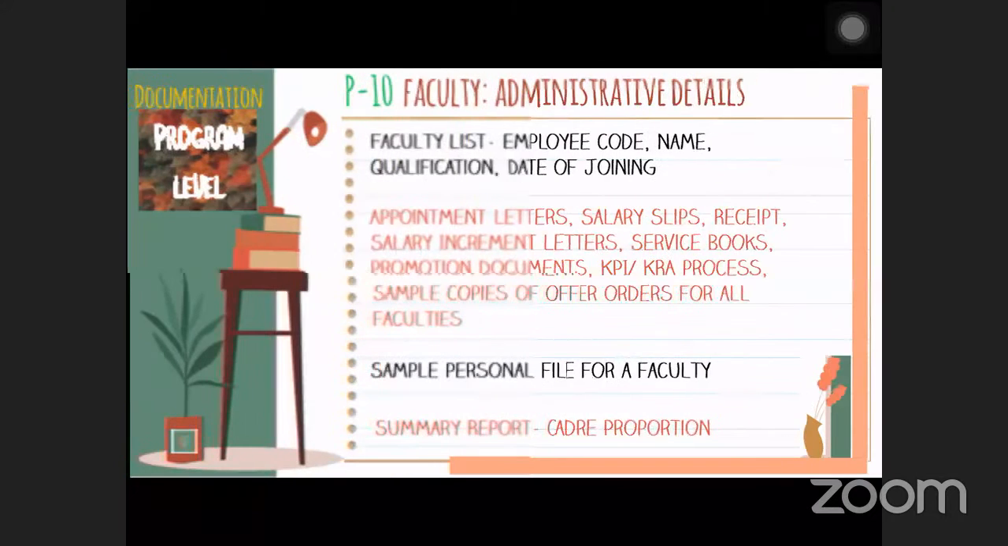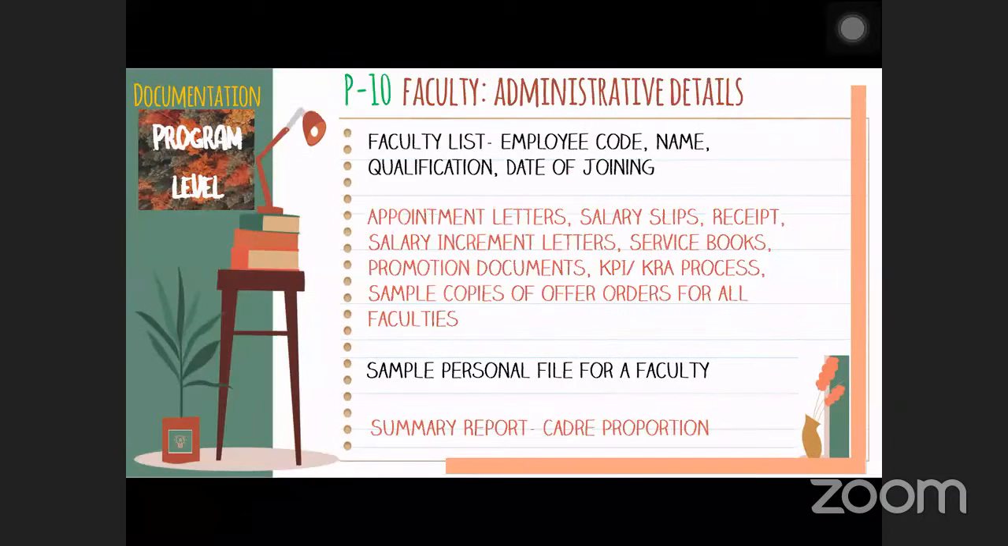Let's move on to the next file, faculty administrative details. Now, faculty related criteria has got the highest marks for the evaluation, 200 marks. And that's why you will see a lot of things related to faculty in this documentation. So this is the second file which is related to the faculty, but now administrative details. Now, the list of faculty, employee code, name, qualification, date of joining, all those details for all the faculty members should be documented and should be available in this file.